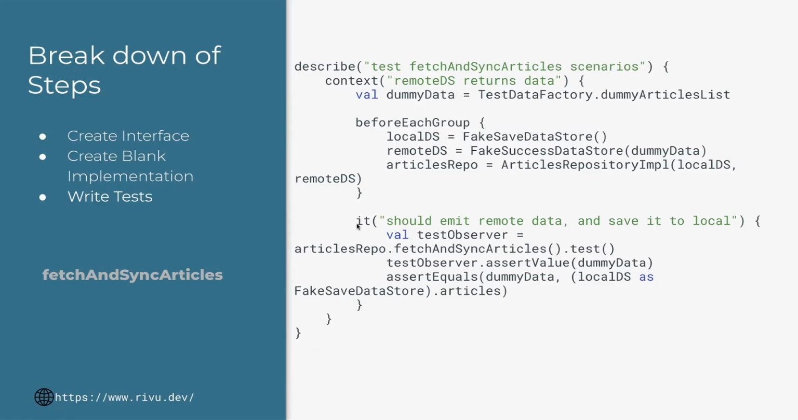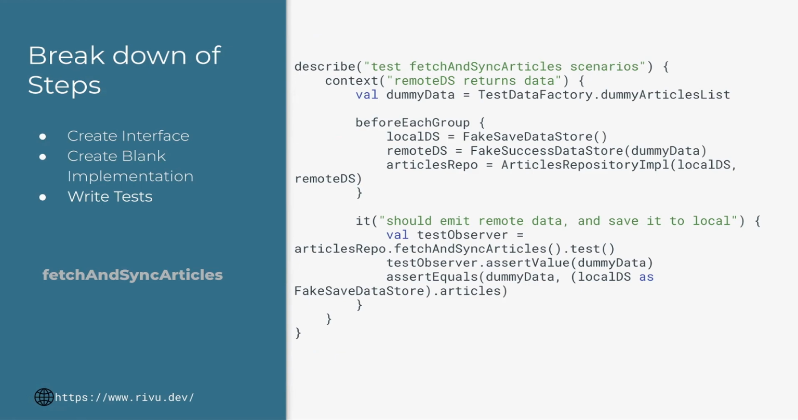Now, what are we testing? It should emit remote data and save it to local. Just notice how I have passed the text. Describe tests all the fetch and sync article scenarios. Context tests the particular scenario where the remote data store returns data. And what it should do, that's what you pass to it: it should emit remote data and save it to local.